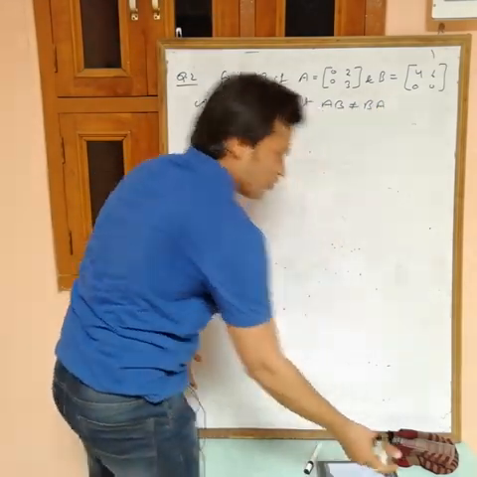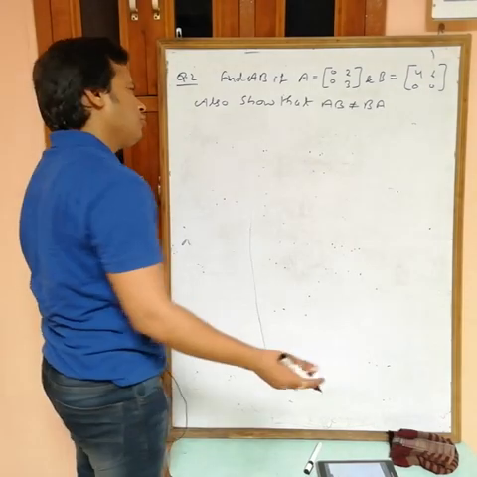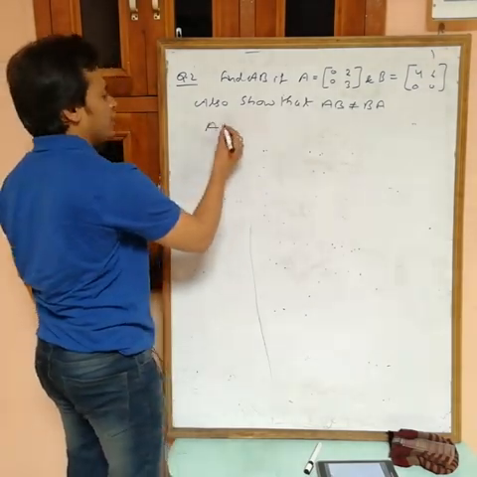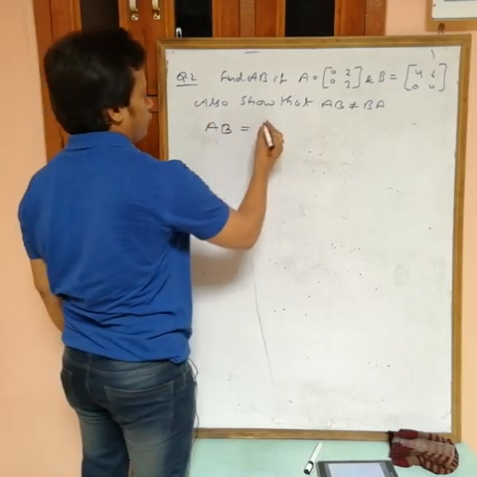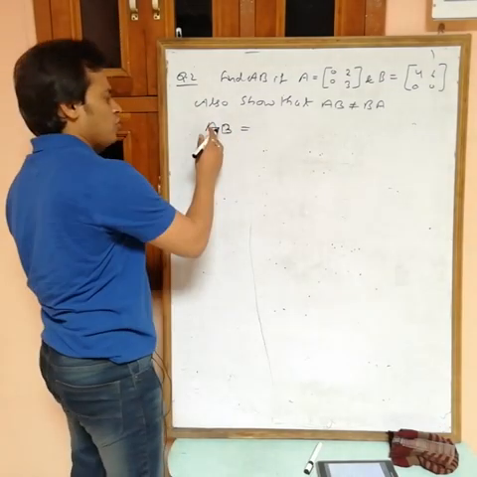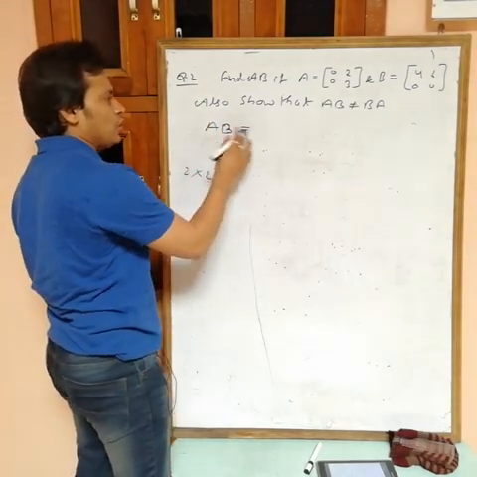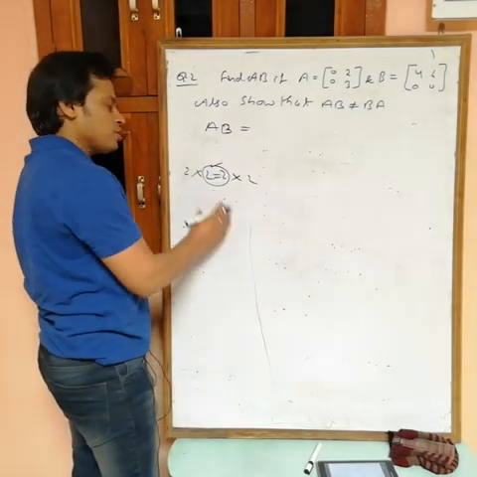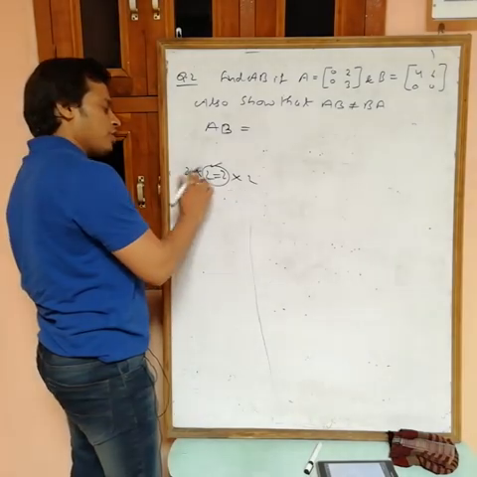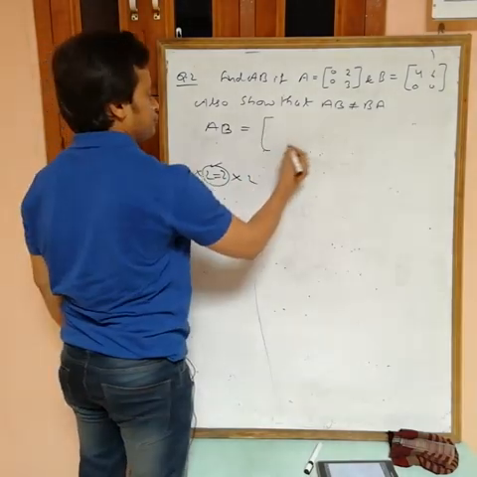Okay, it means we have to find both AB and BA, no problem. First find AB. Now first decide whether AB is possible or not. Possible. Order of A is 2x2. Order of B is 2x2. Same thing. So it is possible and the order of the product matrix is 2x2.